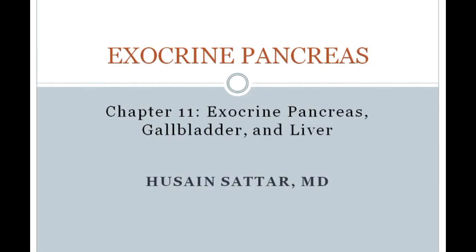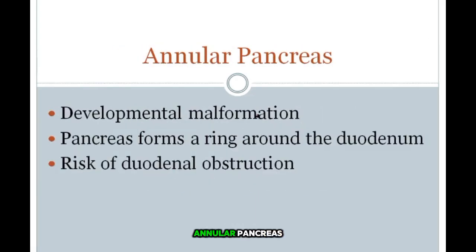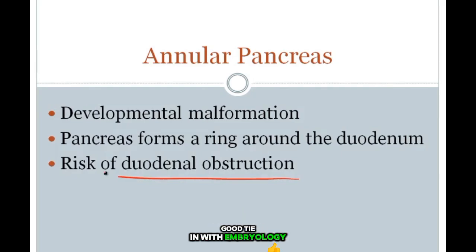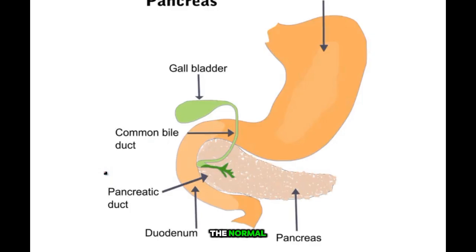endocrine chapter. The first disorder is annular pancreas. This is a developmental malformation. Here the pancreas forms a ring around the duodenum, leading to a risk of duodenal obstruction. It's a fairly high-yield topic to show up on examinations because of the fact that it is a good tie-in with embryology.